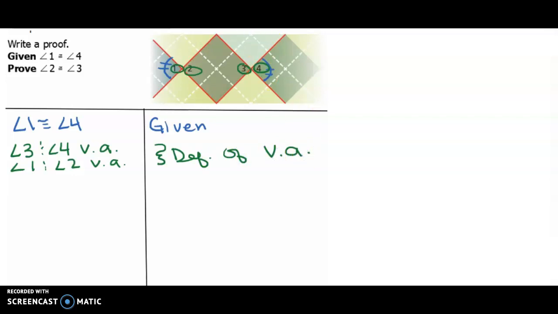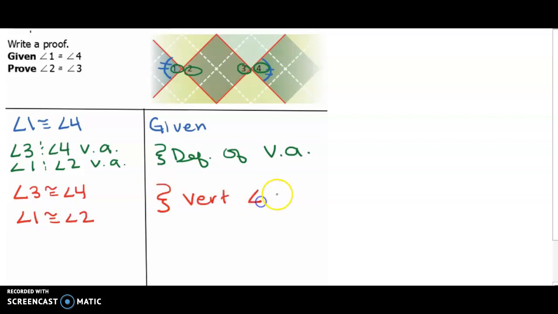Okay, well, if they're vertical angles, we just learned that vertical angles are congruent. So angle 3 has to be congruent to angle 4, and angle 1 has to be congruent to angle 2 by the vertical angle congruence theorem.